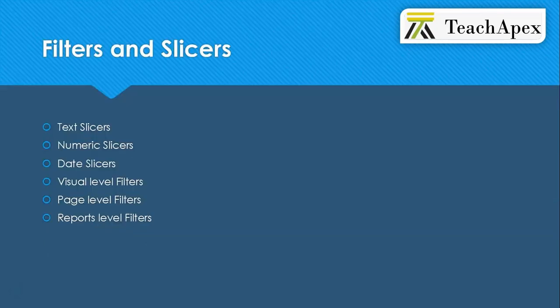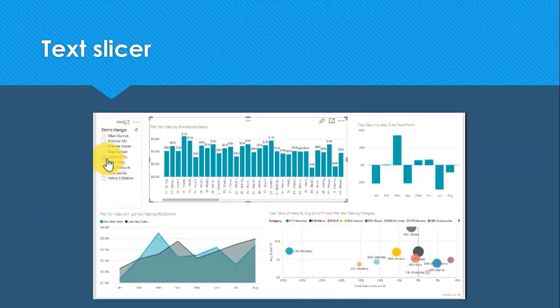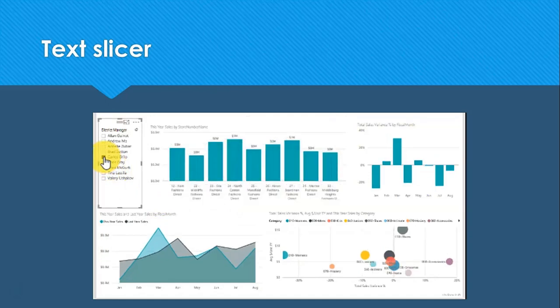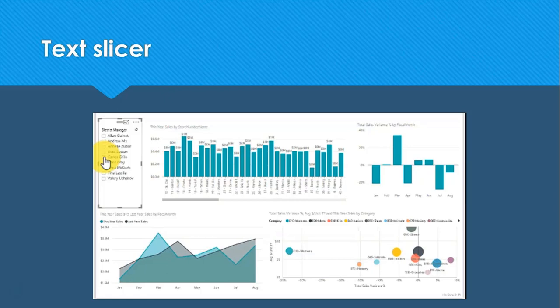There are three types of slicers: text slicers, numeric slicers, and date slicers. As for the filters, there are visual level filters, page level filters, and report level filters. As you can see in the GIF, the text slicer filters the data according to text.